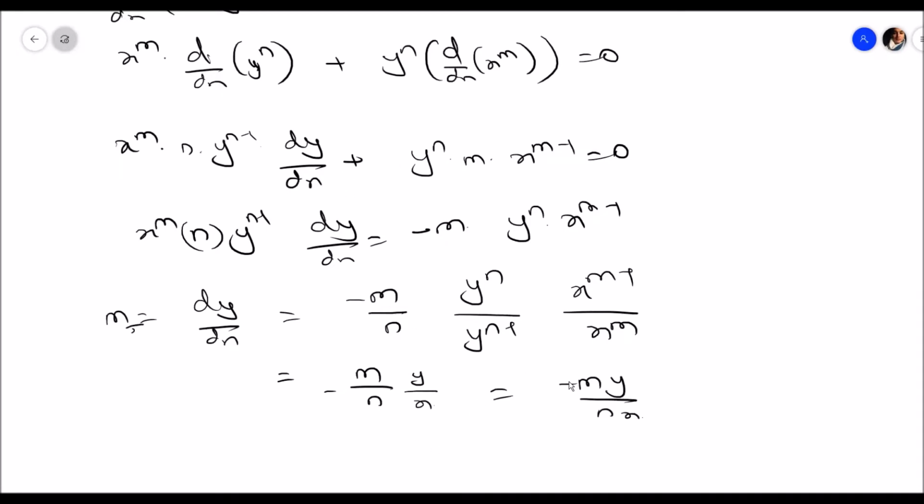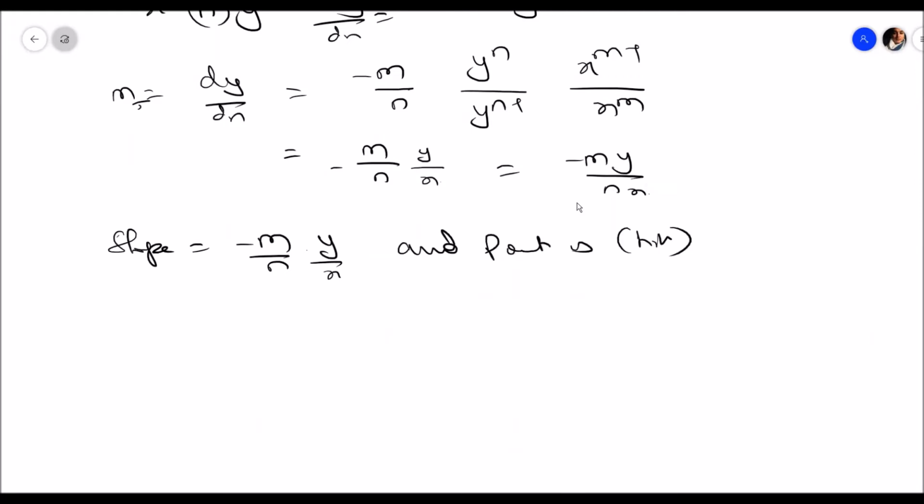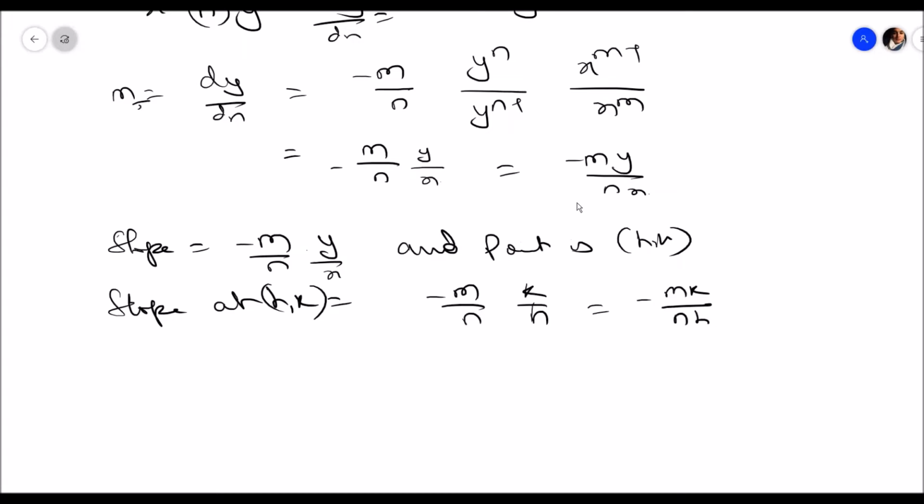Clear? Now I have the slope and I also have the point. Okay. So slope is minus m by n times y by x. Okay. And the point is h comma k. So slope at h comma k will simply be nothing but minus m by n times k by h, because all you need to do is to substitute h and k in the place of x and y, which on simplification will give me minus mk by nh. Is it clear, all of you? Now that being the slope and this is the point, I can write down the equation of the tangent.